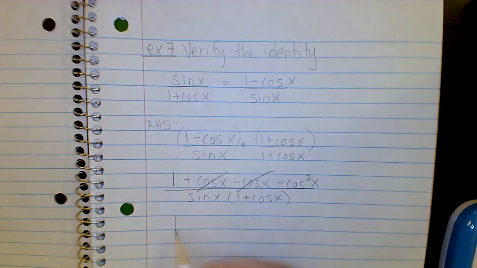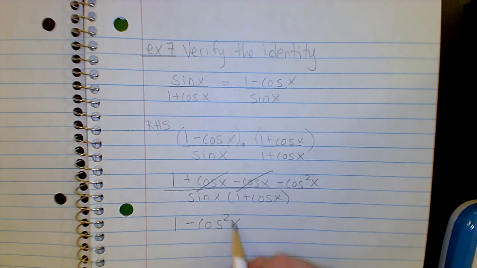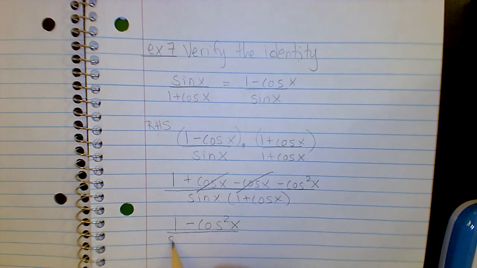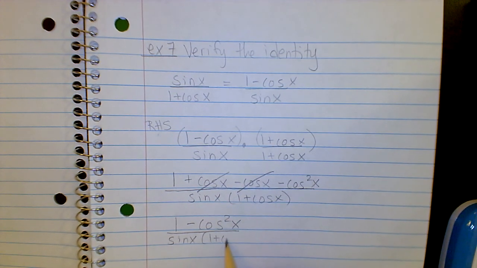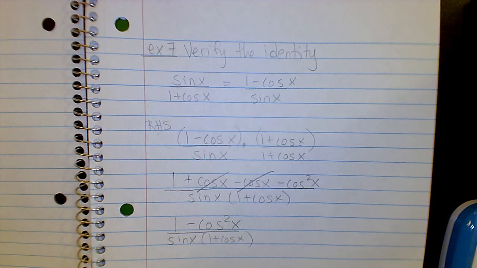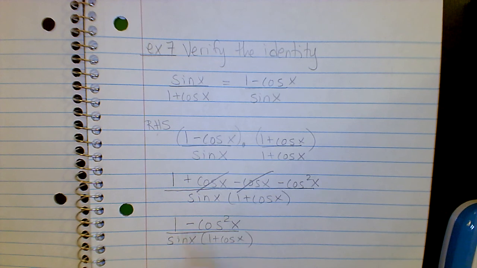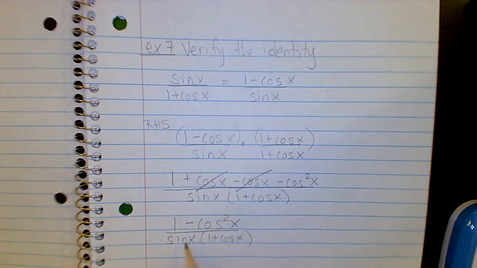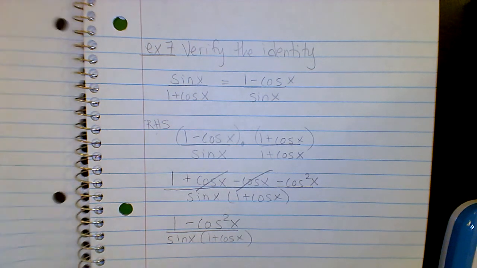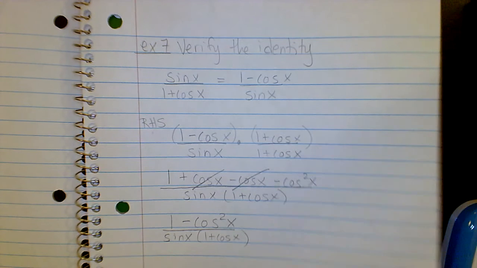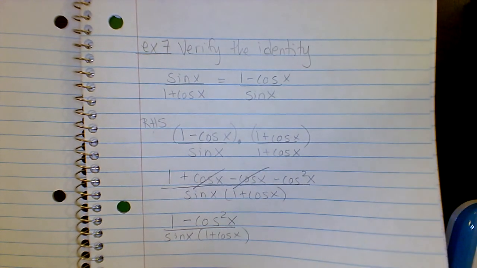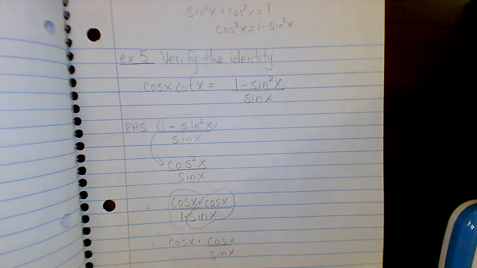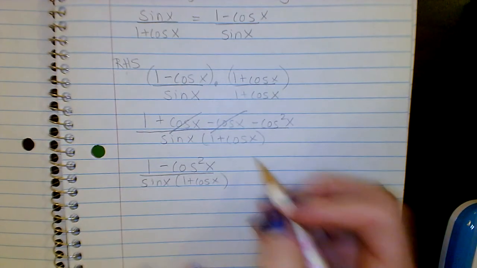Okay, let's keep going. So we get 1 minus cosine squared over sine x times 1 plus cosine x. Alright, remember what I said, if you see a 1 and a squared, think of the Pythagorean identities. This 1 minus cosine squared is a version of the Pythagorean identity. I thought it was on that previous page, but I guess it was a couple pages back here. Where was it? Oh, wait, we did the 1 minus sine squared. Okay. No. Good a time as any to do this one.